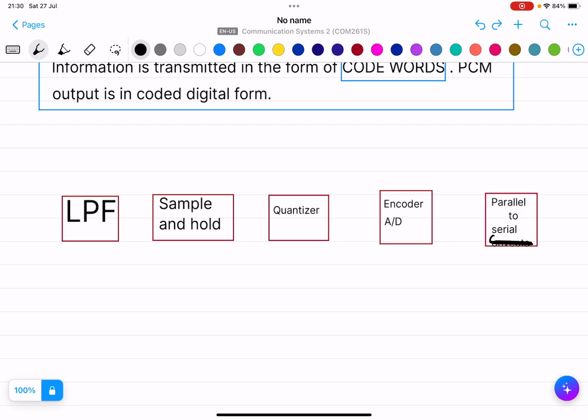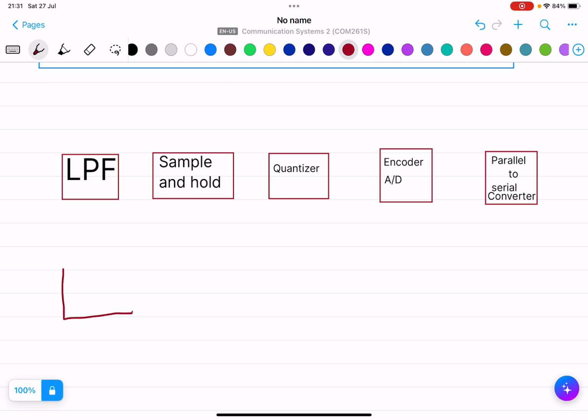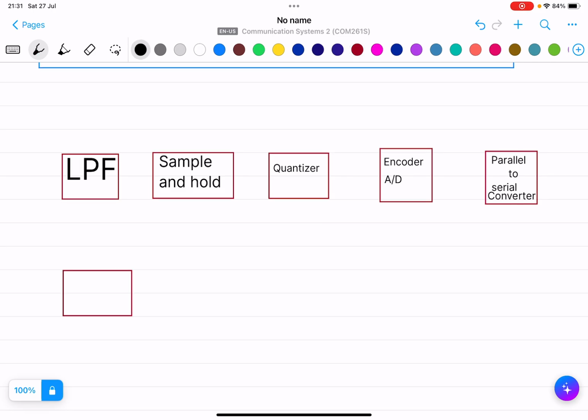So let me write it again: parallel to serial converter. These are basically the blocks, and there is another block which will be here. This block is the pulse generator. Let us just finish these arrows.